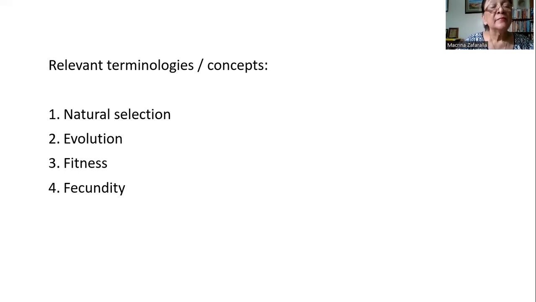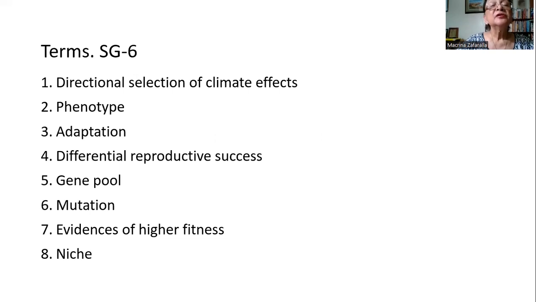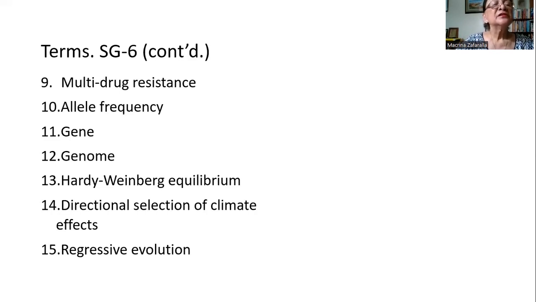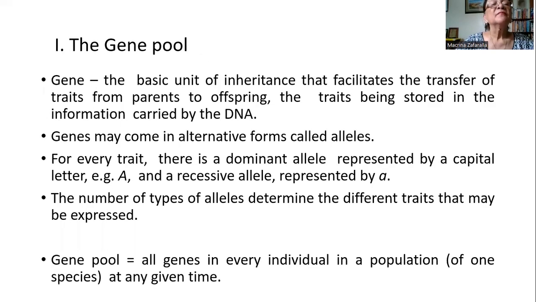I have 15 of them, namely natural selection, evolution, fitness, fecundity, directional selection of climate effects, phenotype, adaptation, differential reproductive success, gene pool, mutation, evidences of higher fitness, niche, multi-drug resistance, allele frequency, gene, genome, Hardy-Weinberg equilibrium, directional selection of climate effects, and regressive evolution.